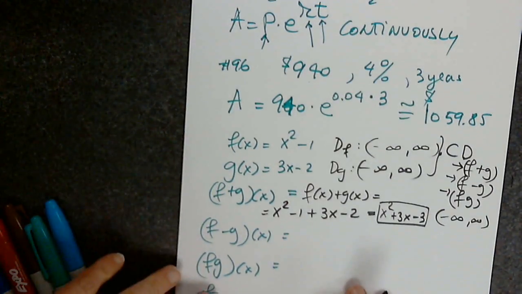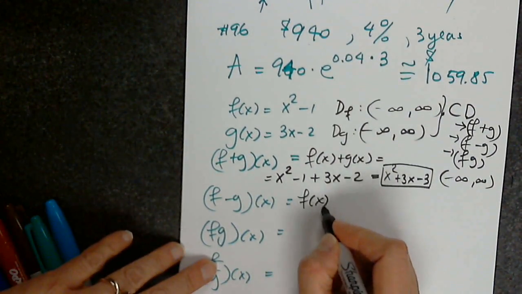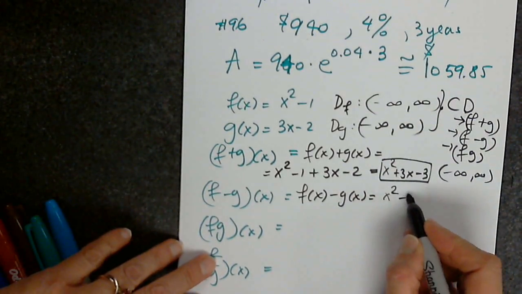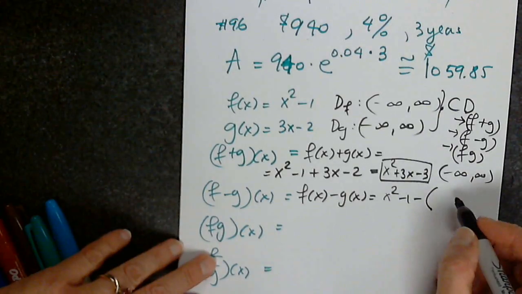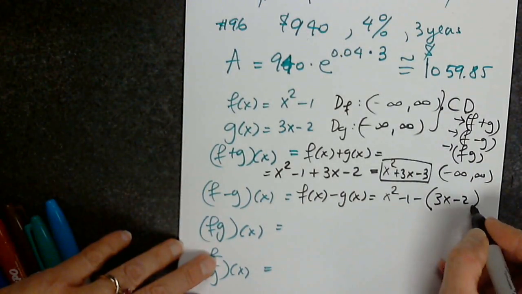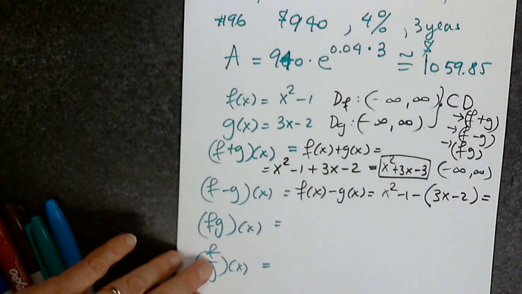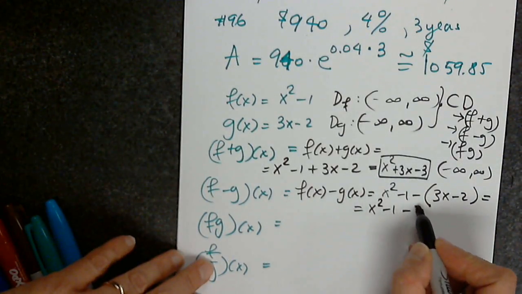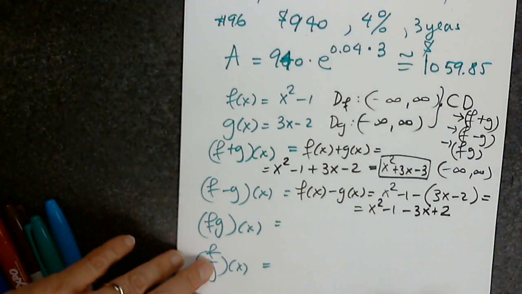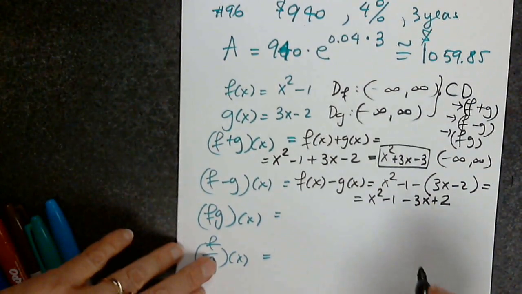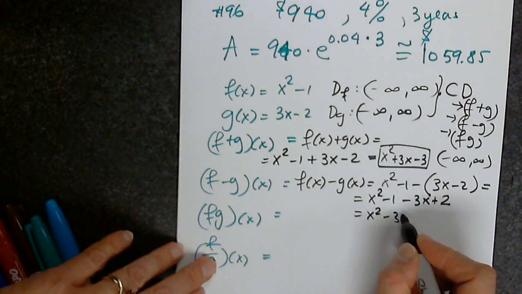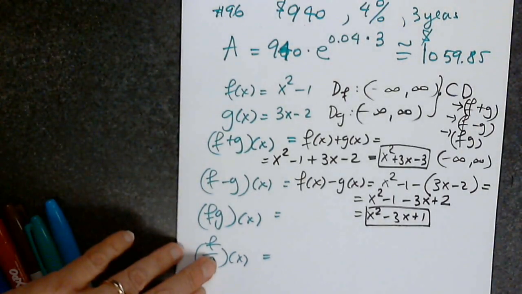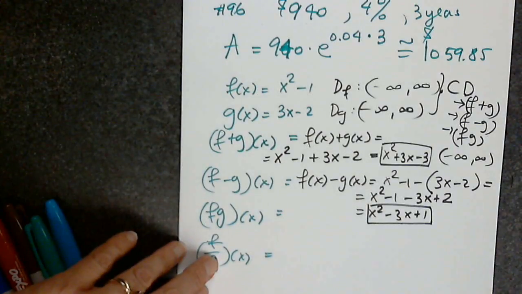Okay, so let's look at the difference now. Let's write f of x minus g of x first, and then carefully copy, put parentheses so you don't forget to distribute to both terms, because it's very easy to make a mistake here. So then write x squared minus 1 minus 3x plus 2. And then you will write x squared minus 3x plus 1, and this is the difference. Is this okay for the difference?